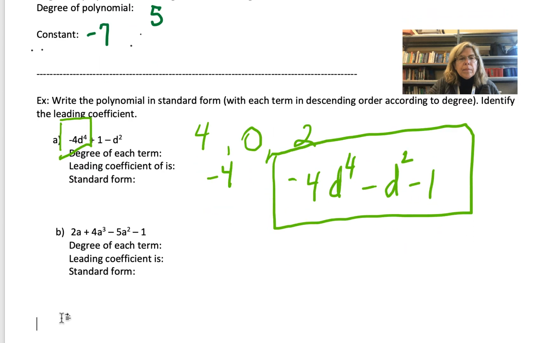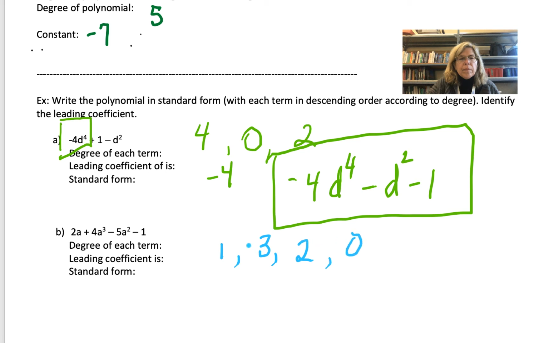Okay, the next problem is we're asking you to do the same thing. So it's 2a plus 4a cubed minus 5a squared minus 1. So the degree of each term, we're looking at the a's. The first one, 2a, the degree is 1. 4a cubed, the degree is 3, because it's a cubed. Minus 5a squared, the degree is 2, because a is squared, and minus 1 is 0.